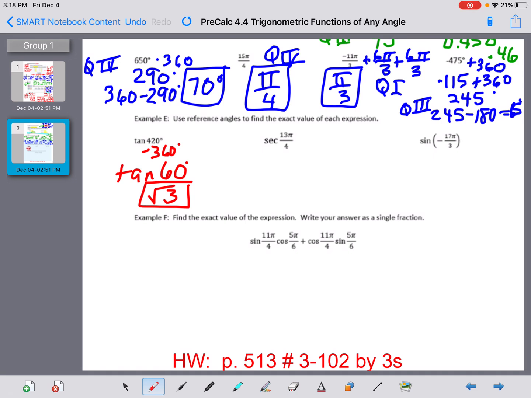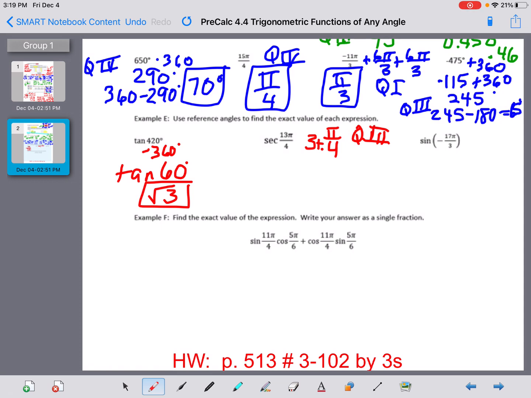Okay, secant of 13 pi over 4. So really all I need to know is what quadrant that is going to be in. By the way, 13 divided by 4 goes in 3 times, so it's like 3 and then pi over 4. Does that make sense? Okay, so 3 pi would take us to the 180 line. Pi over 4 more will put us in quadrant 3. I messed up how I said that. So we're in quadrant 3.